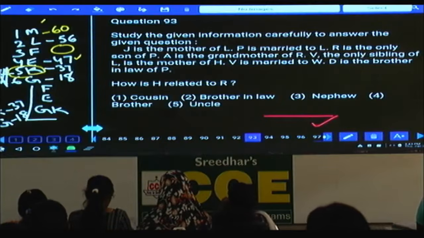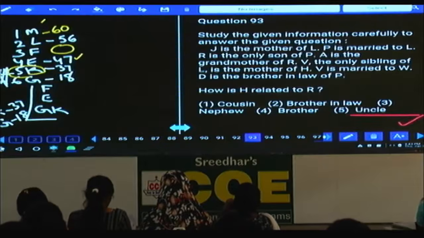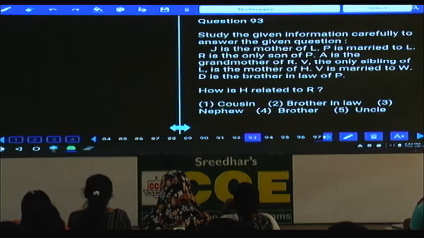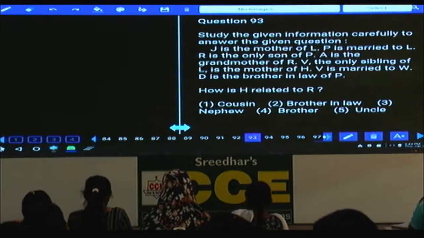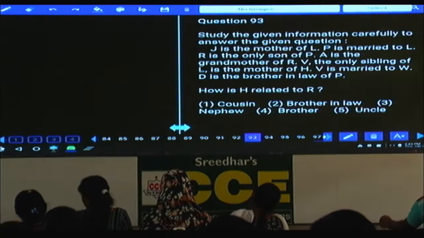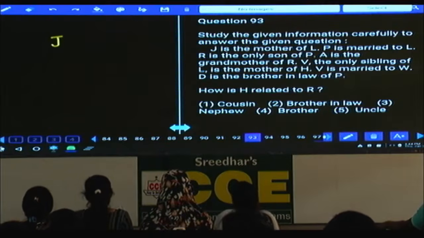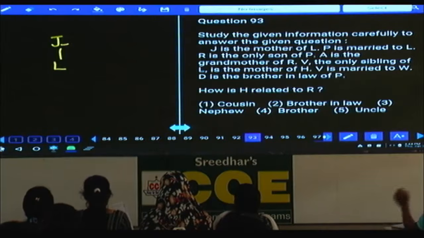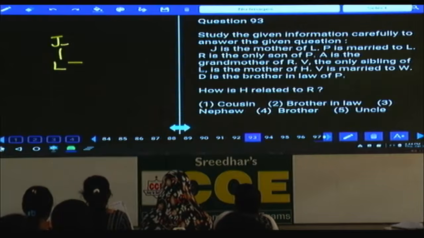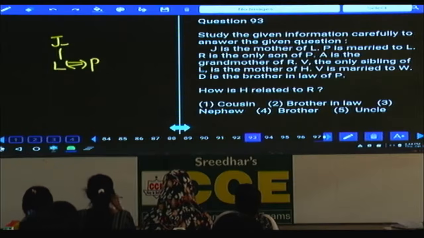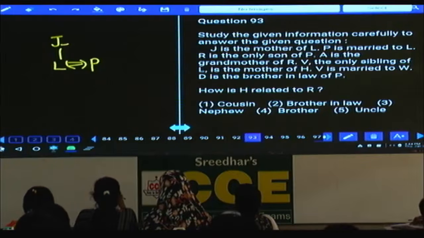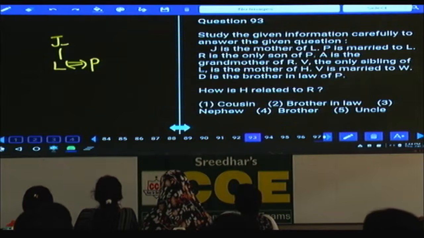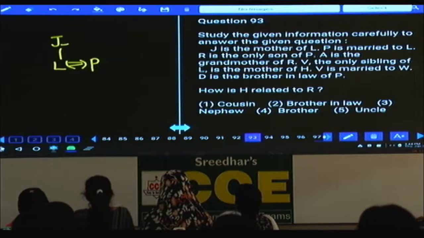Then coming to 93 onwards. Now in this question number 93 onwards, J is the mother of whom? J is the mother of L. Now J is the mother of L. How to represent this one? J comes into the previous generation, a female. P is married to L. L and P are a married couple. The genders of these persons are not known. If L is a male, then P is a female. Or if P is a female, L is a male.